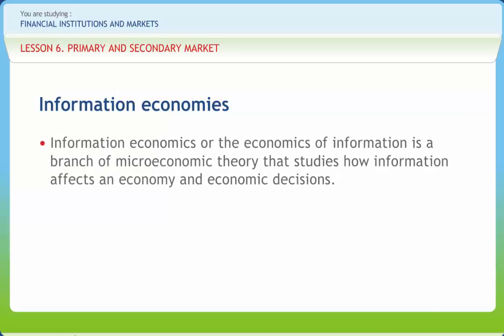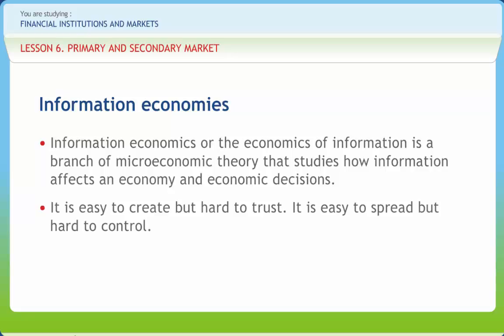Information economics, or the economics of information, is a branch of microeconomic theory that studies how information affects an economy and economic decisions. Information has special characteristics. It is easy to create but hard to trust. It is easy to spread but hard to control. It influences many decisions. The random walk hypothesis may be derived from the weak form efficient markets hypothesis, which is based on the assumption that market participants take full account of any information contained in past price movements.